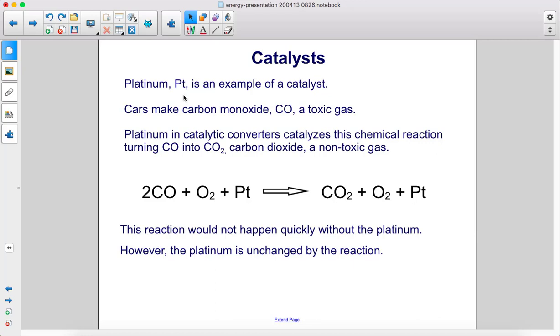Platinum, or Pt, is an example of a catalyst. Cars make carbon monoxide, a toxic gas. Platinum, in catalytic converters, catalyzes this chemical reaction, turning carbon monoxide into carbon dioxide, a non-toxic gas. This reaction would not happen quickly without the platinum. However, the platinum is unchanged by the reaction.